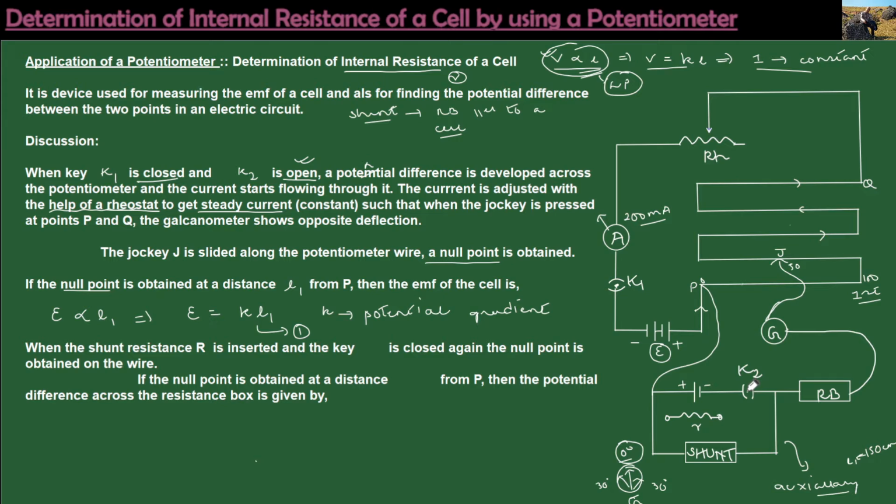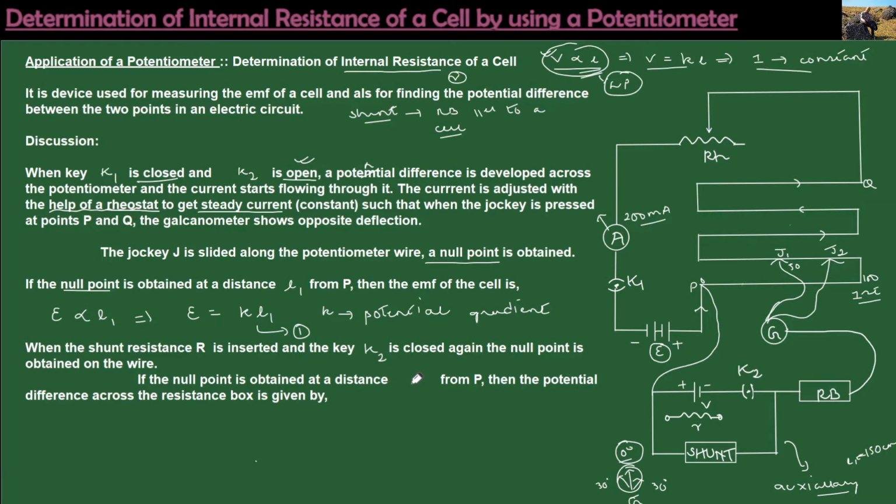So when you insert this plug on the key K2, then you will determine the voltage V of this cell. So from here, when the shunt resistance R is inserted, this is your shunt resistance, and now when the key K2 is closed, then you have to again find the null point on the wire. You might obtain the null point, suppose, at this point, the position of the jockey, by closing this key K1, say at that particular point.